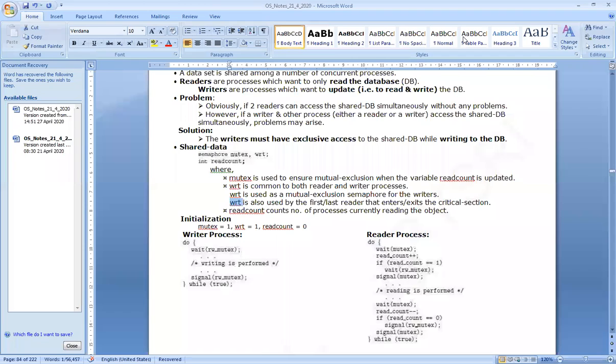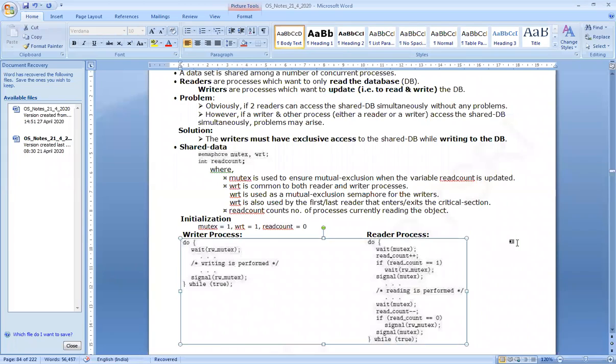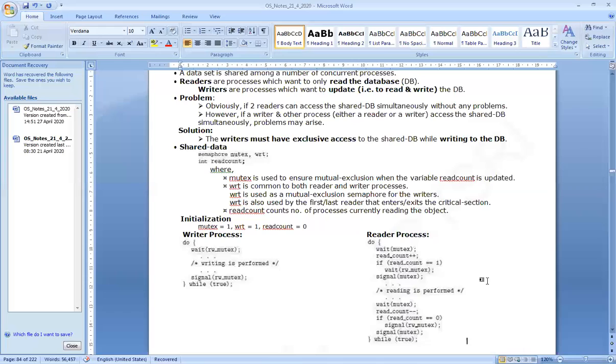Then after that, initialization. What does initialization mean? We assign some values to these variables: mutex is equal to 1, wrt is equal to 1, and read count is equal to 1. So some small initial values are assigned to all these three variables. Then we write our write procedure, then we write our read procedure. Using these read and write procedures, we perform reading and writing synchronously.